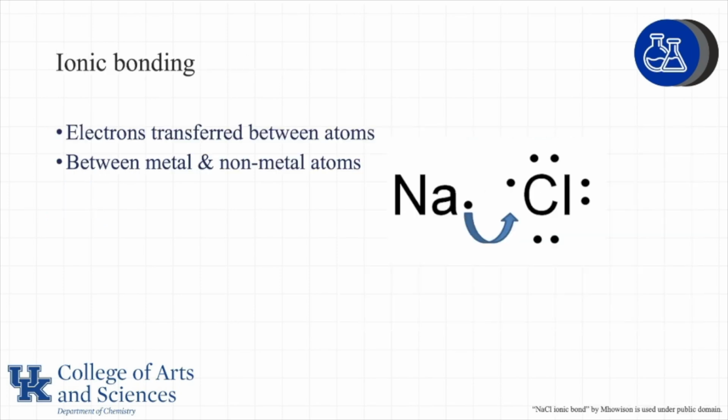In ionic bonding, electrons are transferred between atoms. And specifically, it occurs between metal and nonmetal atoms. The metal will give up one or more electrons to form a positively charged cation, and the nonmetal will accept electrons to form an anion.